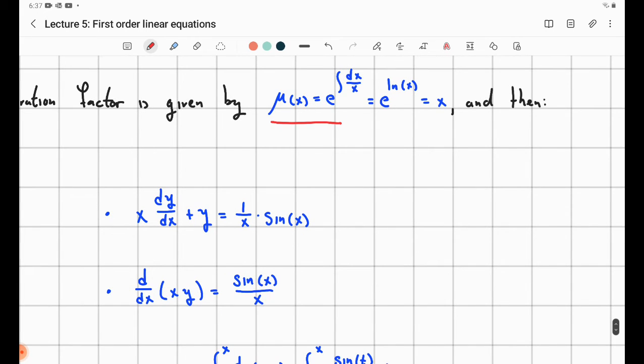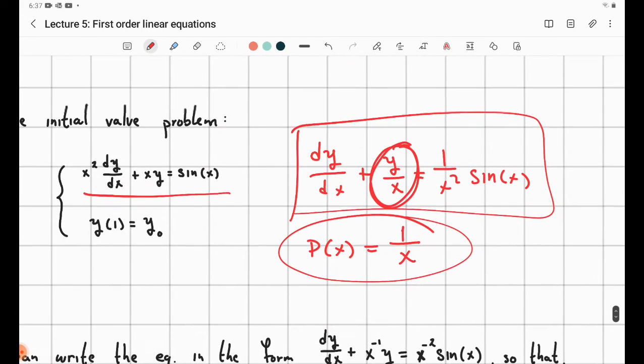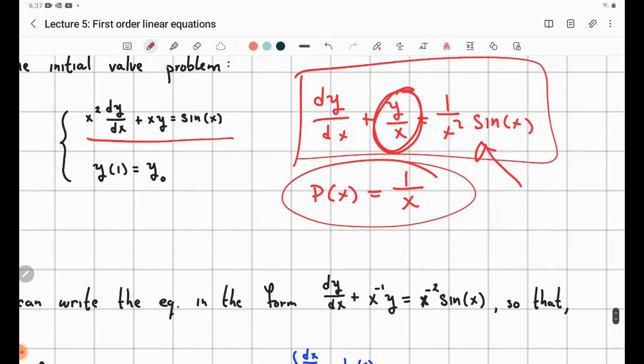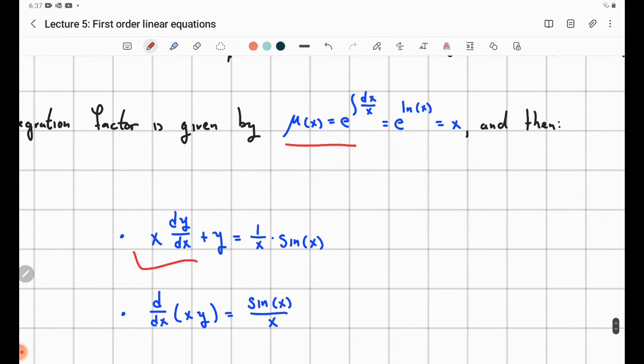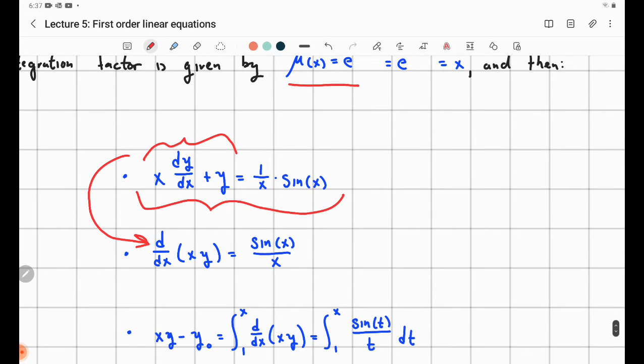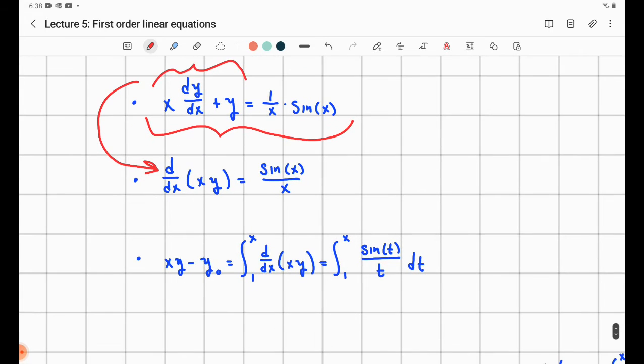So we can multiply both sides of our original equation by x, and then you will obtain this new equation. But the left-hand side of this equality is in fact equal to the derivative of a product, using the product rule. As you can see, this is just the derivative of a product. On the other hand, on the right-hand side, we have the function sine of x divided by x.